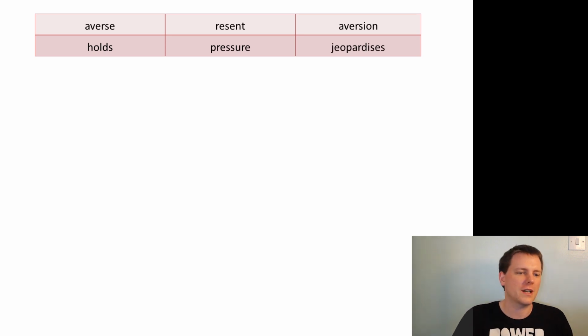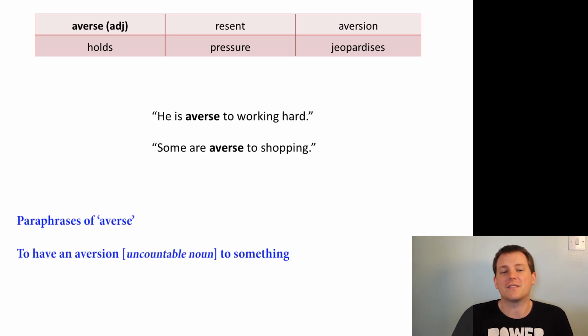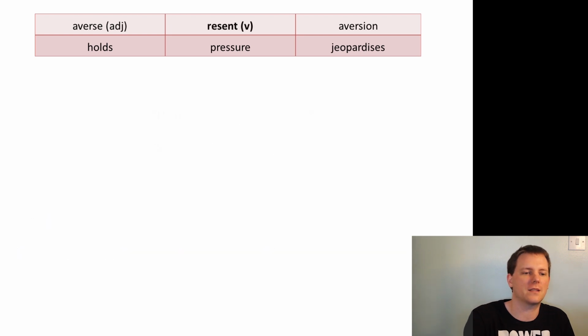So okay, let's talk about this vocabulary then. So the first word is averse, and that's an adjective. What does it mean? Well, to strongly dislike or oppose something. Like for example, he is averse to working hard, or some are averse to shopping. So you can be averse to something, be averse to doing something. That's how it can work. Next word is resent, the verb.